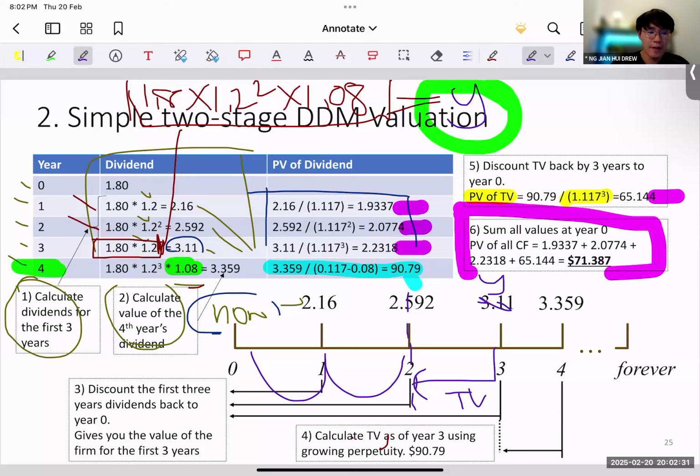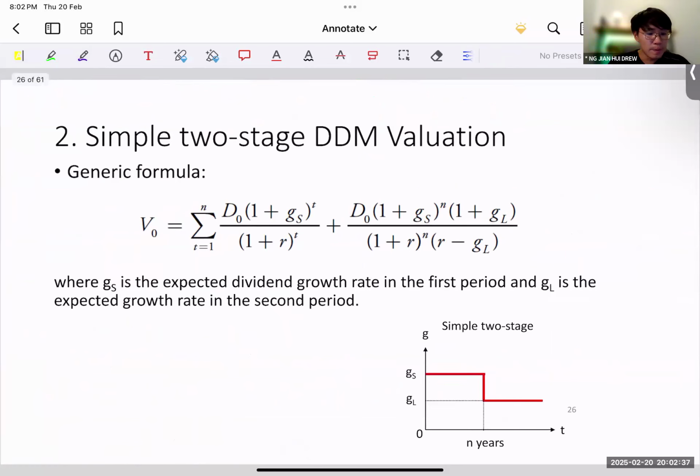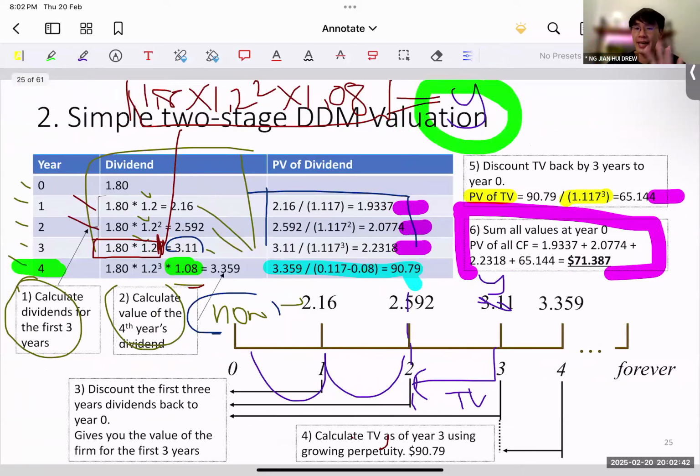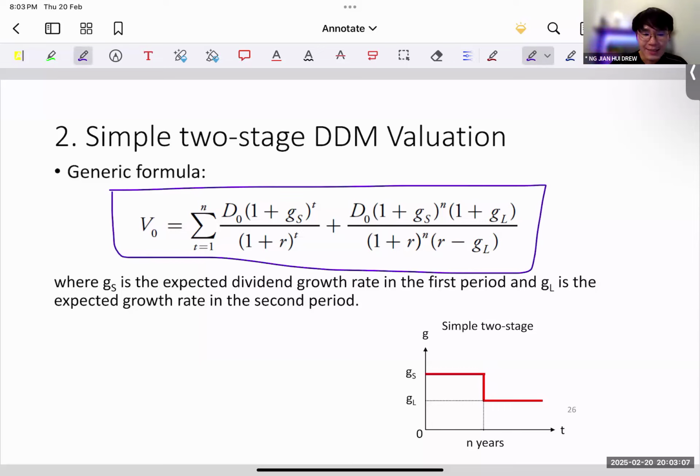All right. Okay. So there is also a generic formula. This is using Excel, which in your GBA, in your ECA, you can use Excel, you can do this, right? But in case those of you are taking your CFA, chances are you don't have Excel, right? You need to use a formula. You need to memorize a formula. And so this is the formula to memorize.